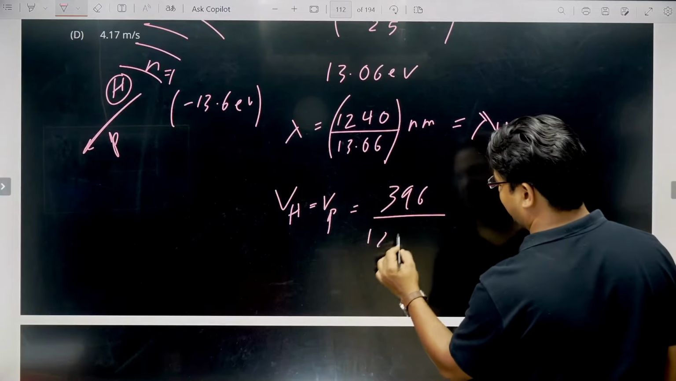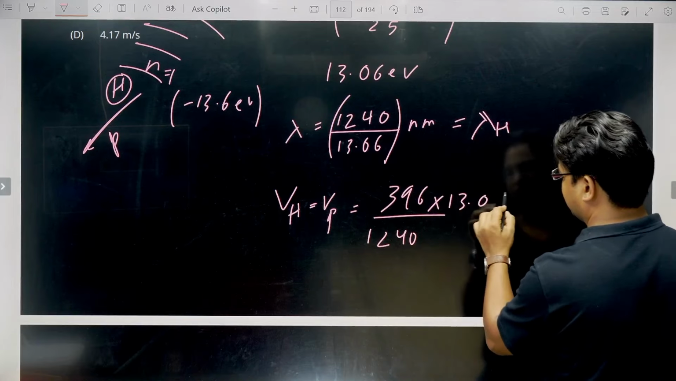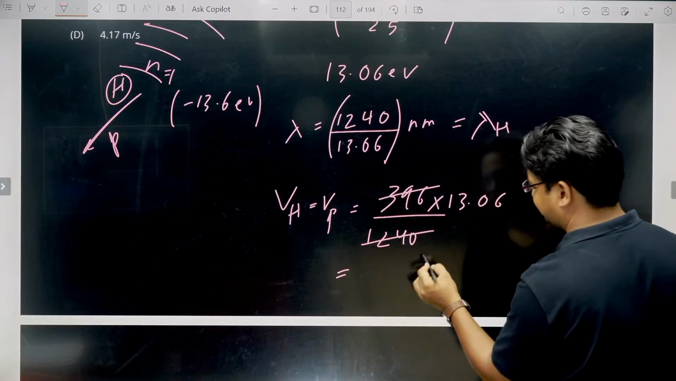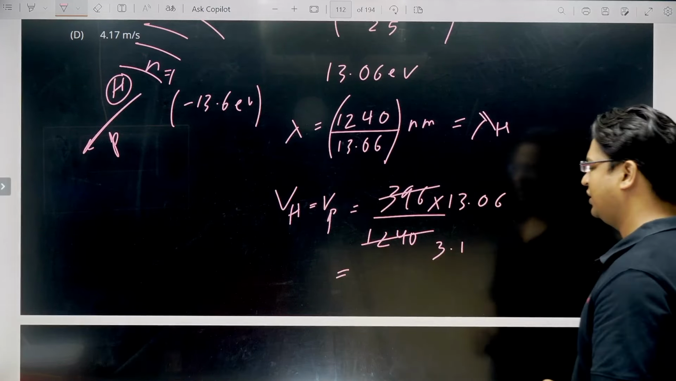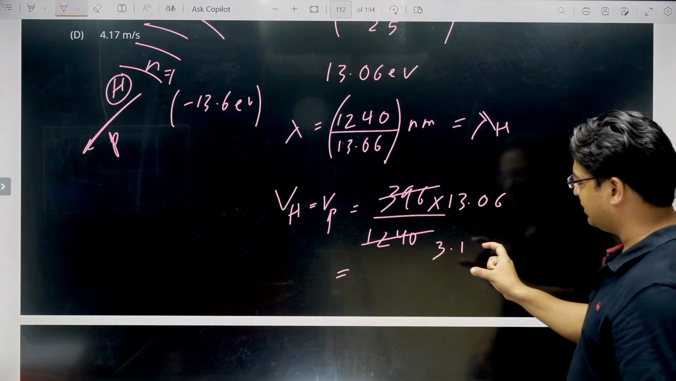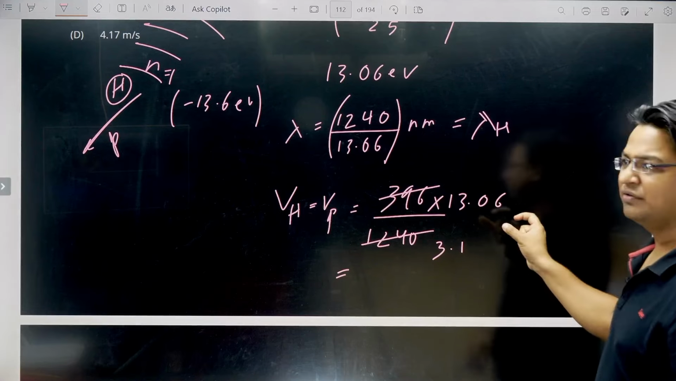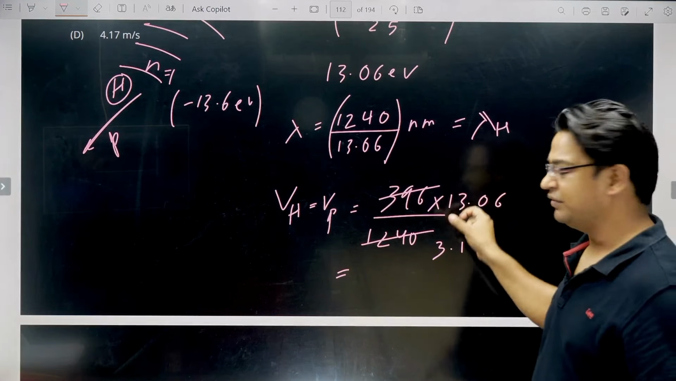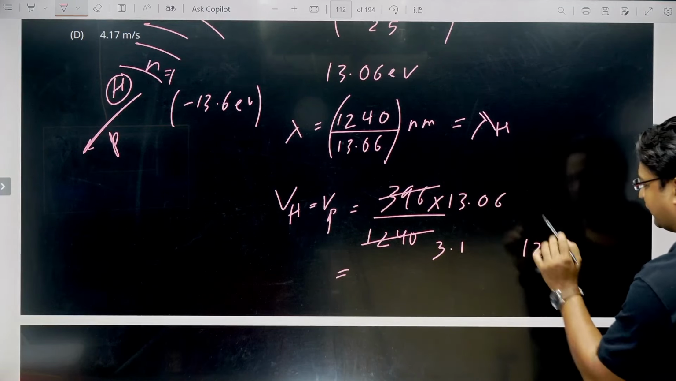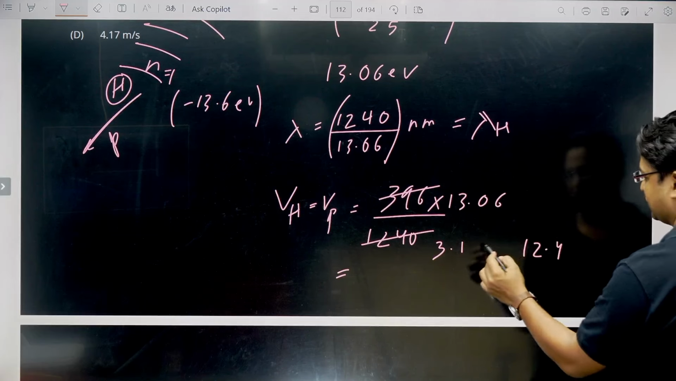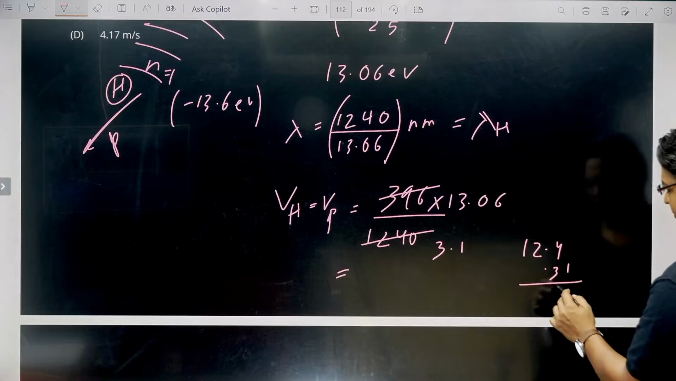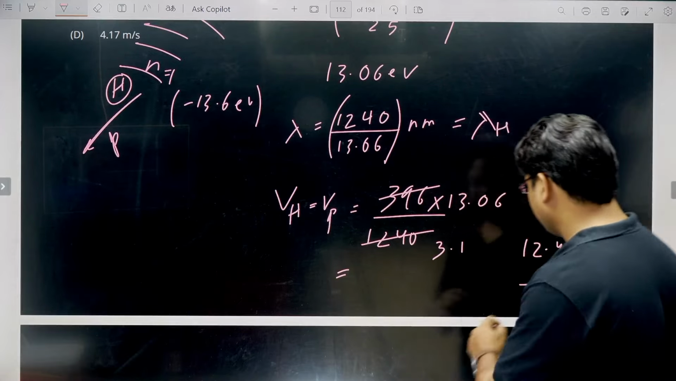Lambda is 1240 divided by 13.06. Now you can finish this, so this is approximately 400, so this would be a 3.1 kind of number approximately. So 13.6 divided by... 4 times would become 12.4, so a little bit more than 4. If I make this 4 times, I'll get 12.4. This is 4 times 0.1, so 0.31 I will add. If I try to add 0.31, I probably cross it. So 4.1 something. I can't add it twice.